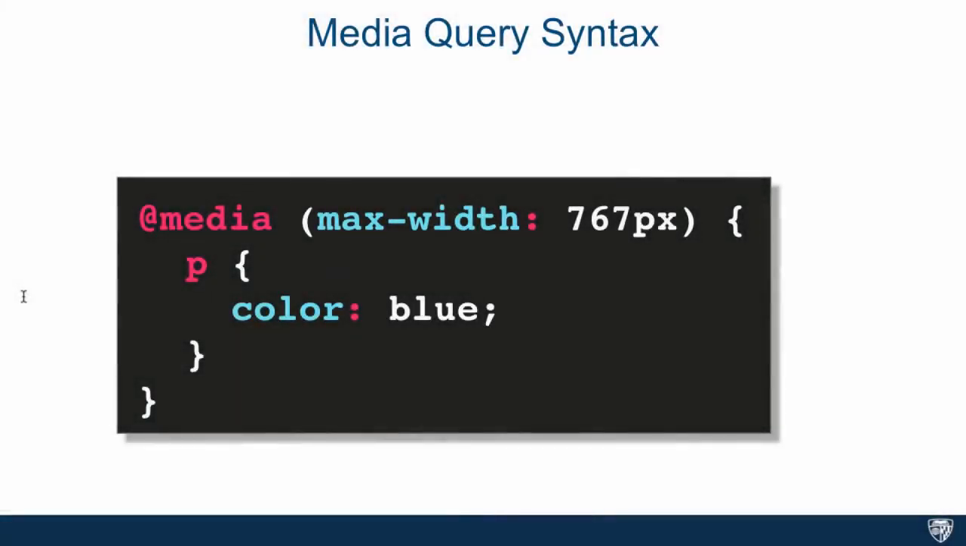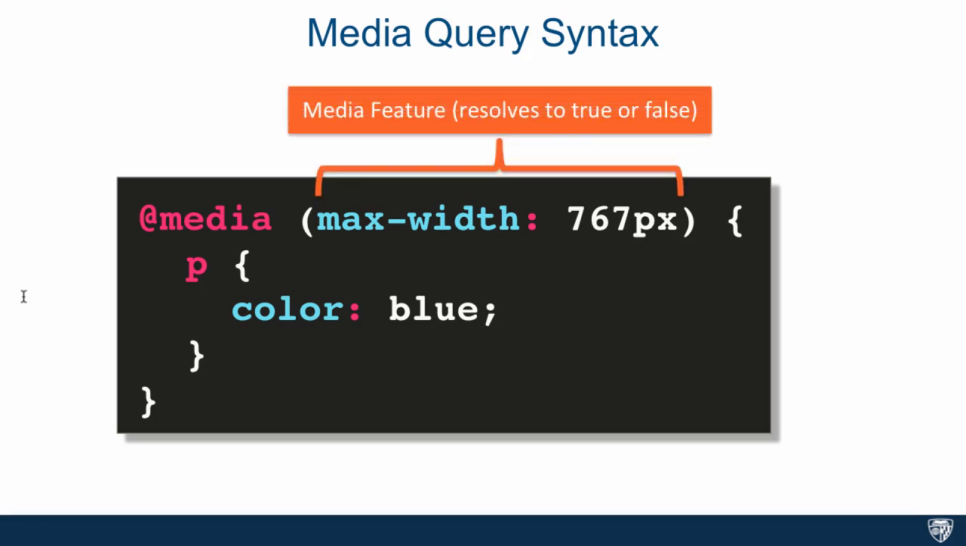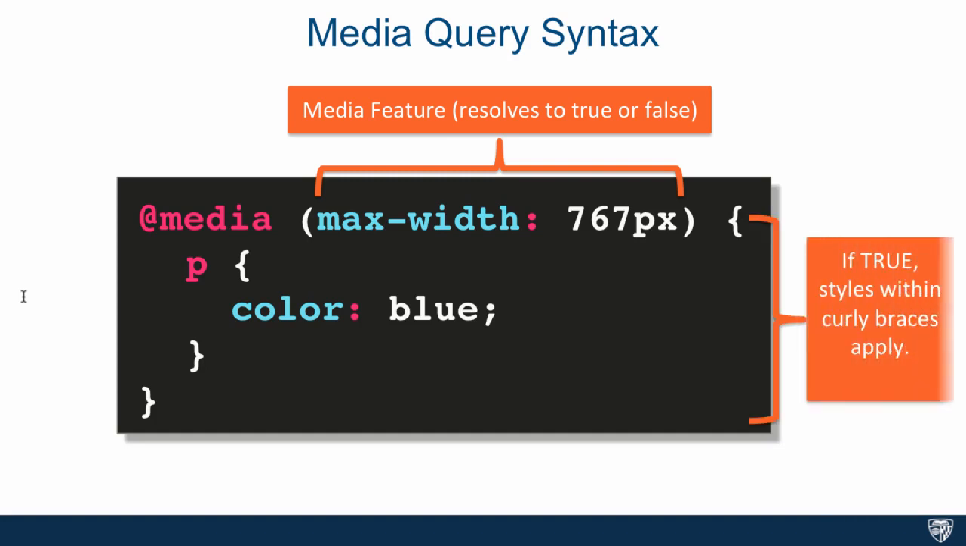Let's go ahead and explore the basic syntax of media queries. A media query starts with the keyword @media, and then it is followed by a media feature and followed by curly braces. Within those curly braces, you have your styles. It's basically like a style sheet within a style sheet. Each media feature resolves to either true or false, and you can have more than one media feature combined together using logical operators. If the media features resolve to true, the style within the curly braces apply.